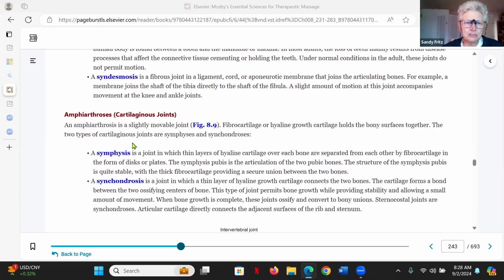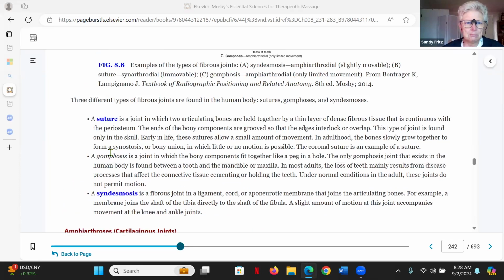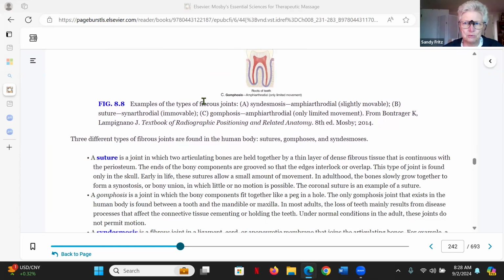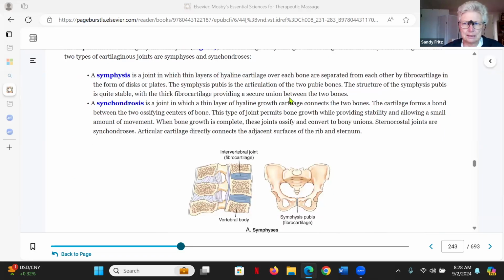So a cartilaginous joint moves a little, not a lot, but a little. Whereas these, once the body is matured, these tend not to move. These move a little bit, not a lot, but a little. So a symphysis is where two bones come together, like the symphysis pubis down here. And a synchondrosis has a teeny little bit of cartilage in there, so there's a little bit more movement. Sternocostal joints, where the ribs come in, sternal, costal's rib. So there's a little bit of give in there.